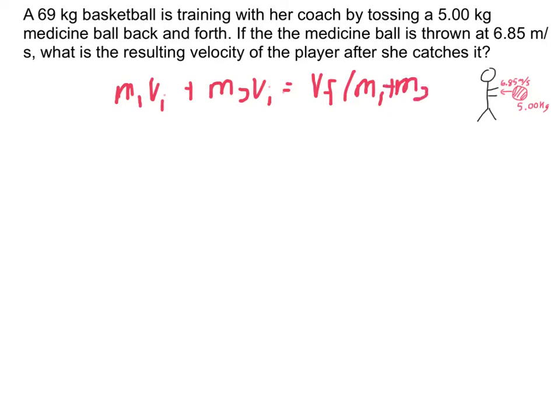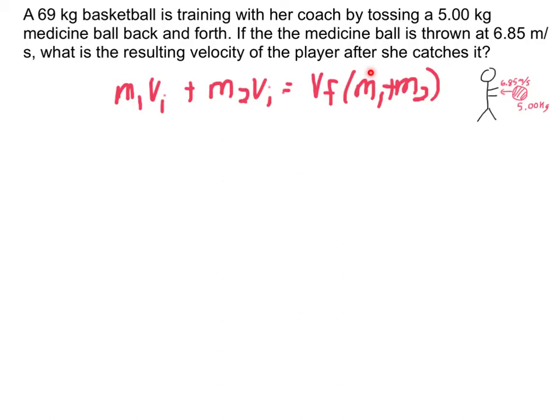And this should somewhat make logical sense to you because the two things are separated in the equation on the initial side, and then they are joined in the final because her and the ball, she catches the ball, right? So both of them are going to move backwards at the same sort of velocity. If you ever played with the medicine ball, it's going to knock you back just slightly.